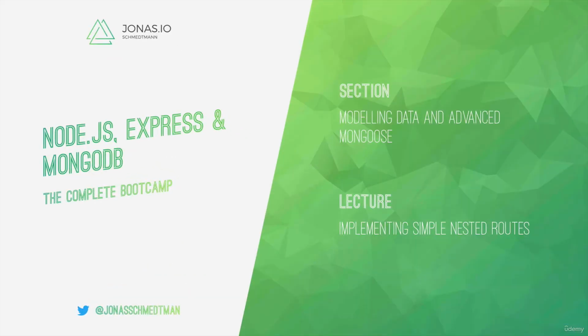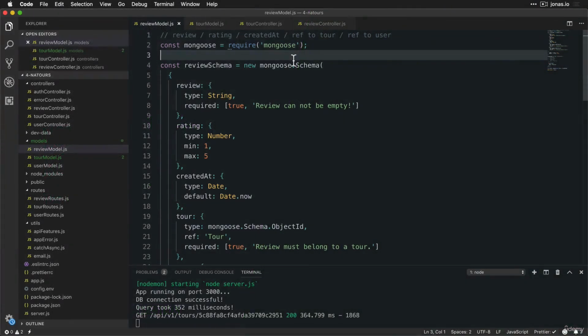Alright, in this lecture we're going to talk about something called nested routes. What they are, why we need them, and how we can actually implement them in Express. So let's think for a second how in practice we actually want to create a new review.